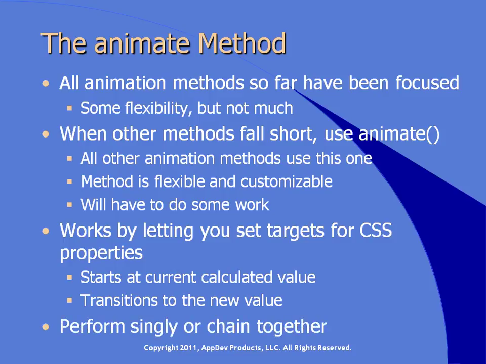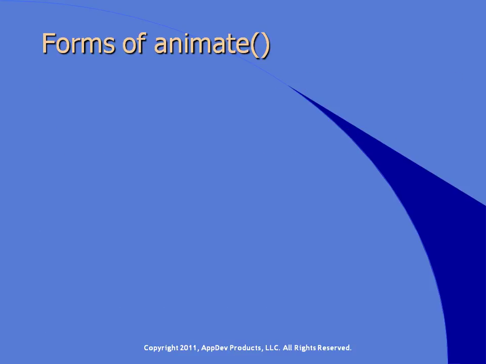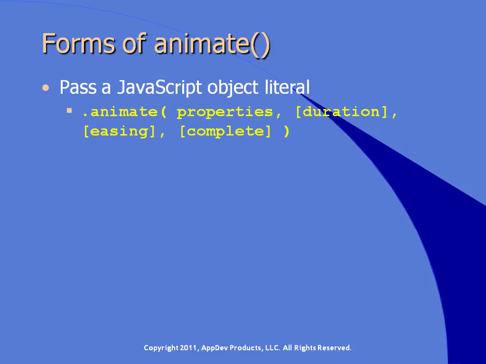You can perform animations simultaneously or chain them together. There is even support for queuing animations, giving you control over how it processes the queue. Now, the animate method has two forms. The first form, the syntax of which I show here, lets you pass a JavaScript object literal with the set of CSS property values that you want to move the element to.